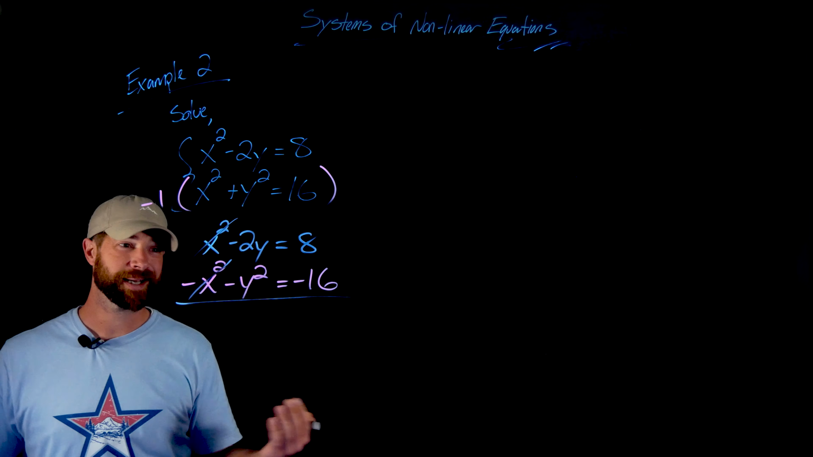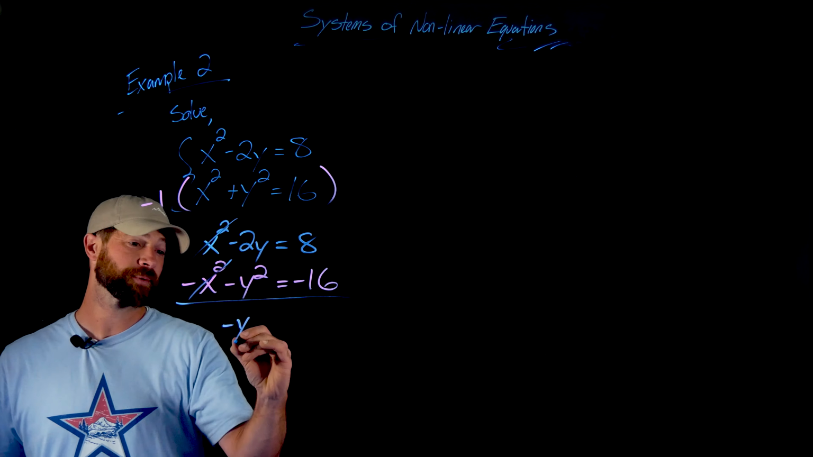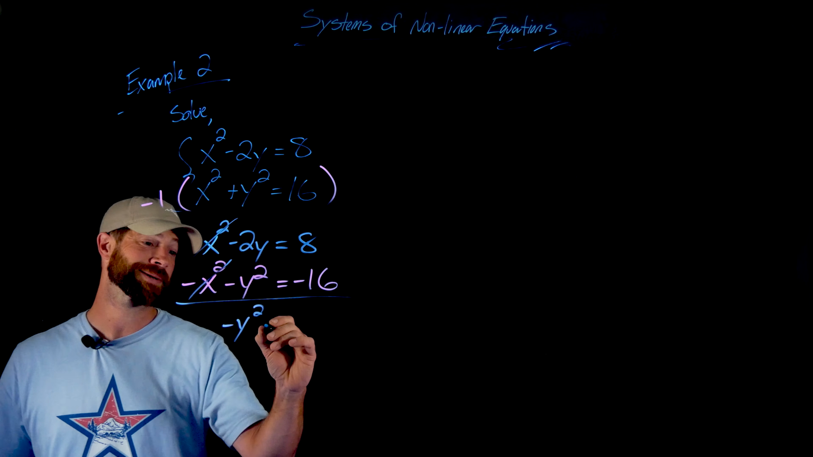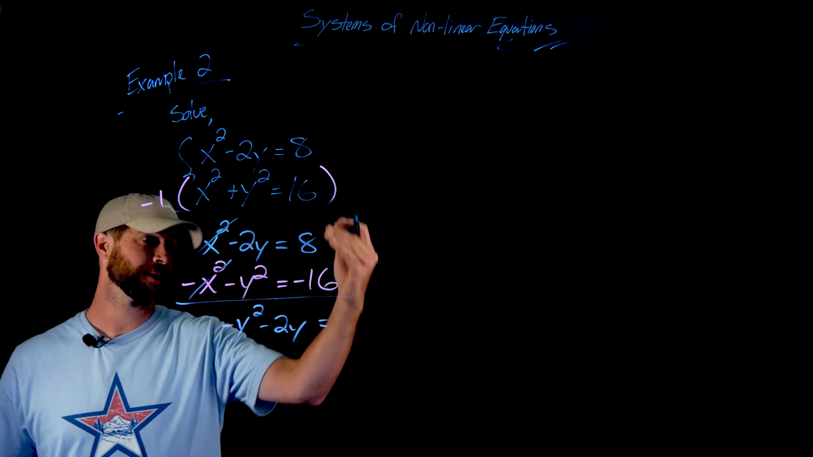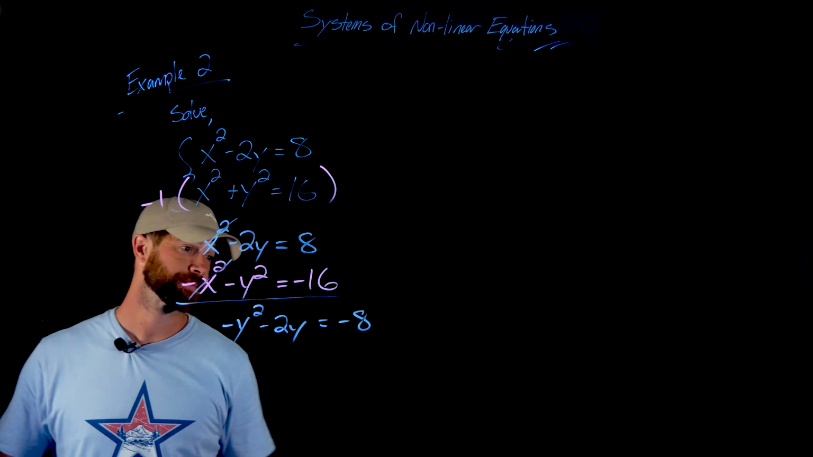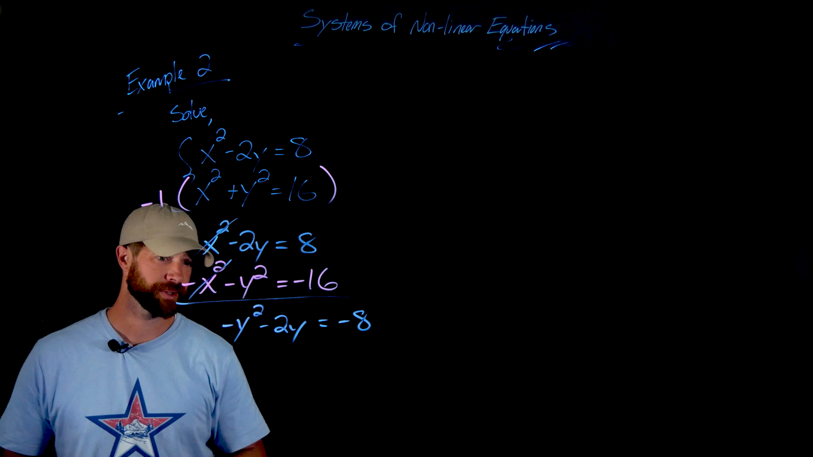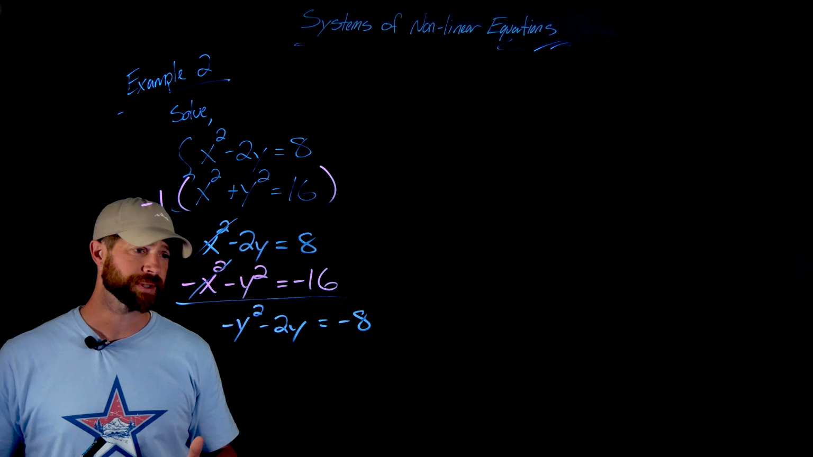They can't combine in any useful way. So when I have these two terms, I'm really just left with, on the left-hand side, -y squared and -2y. On the right-hand side, I can actually add these two constants to get -8. Now I have a quadratic in terms of y.